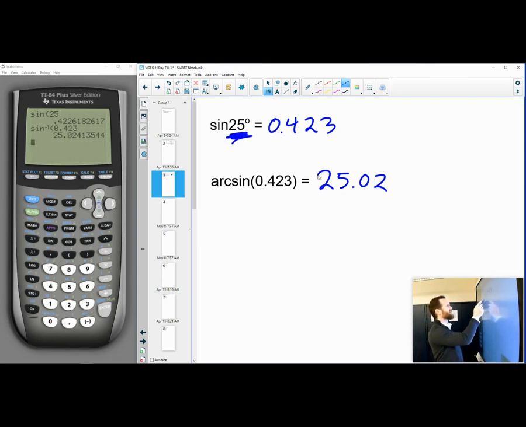That's pretty close to the 25 degrees, which actually makes sense because remember, the word inverse means undo. So the sine of 25 gave us this decimal, and then the arcsine of that decimal gave us almost back the 25. Now you might be thinking, why wasn't it exactly 25? Why is this 0.02 there? Well, that's because the sine of 25 isn't exactly equal to 0.423. We rounded there.